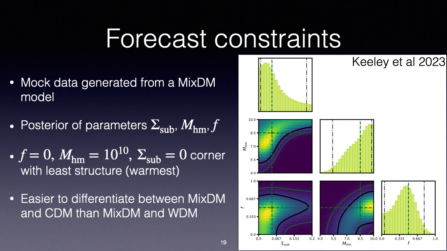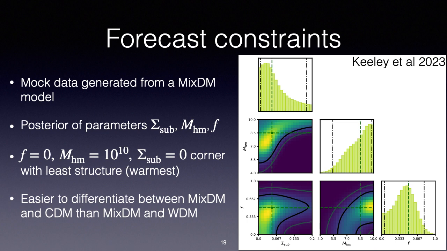To build some intuition, f equals 0 and a half-mode mass of 10 to the 10 is the corner with the least amount of substructure, as in the warmest. With a sigma sub of 0, you have essentially no subhalos, and with a half-mode mass of 10 to the 10, all the populations of halos of 10 to the 10 and below are suppressed by a large amount. And so of course this is the corner with the least amount of structure. The opposite corner, f equals 1, a half-mode mass of 10 to the 4, and a sigma sub of 0.2, would be the one with the most amount of structure.